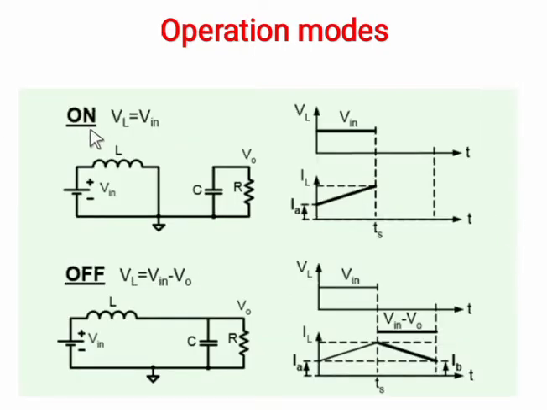In the first mode, when switch S is on, current flows from the source to the inductor and from the inductor through the switch back to the source. During this time, energy is stored in the inductor L. The voltage across the inductor, VL, is equal to the supplied voltage Vin, which fully appears across the inductor.